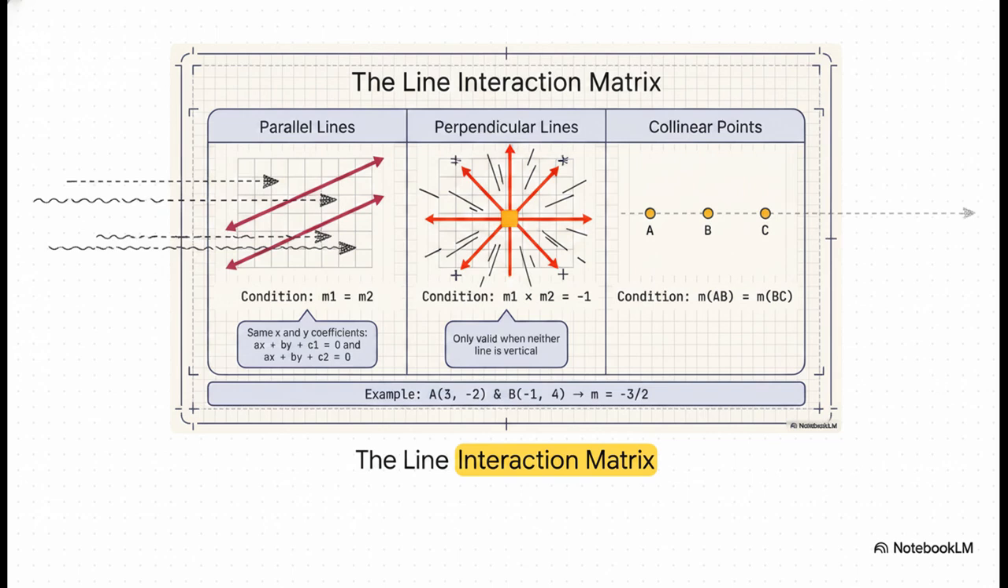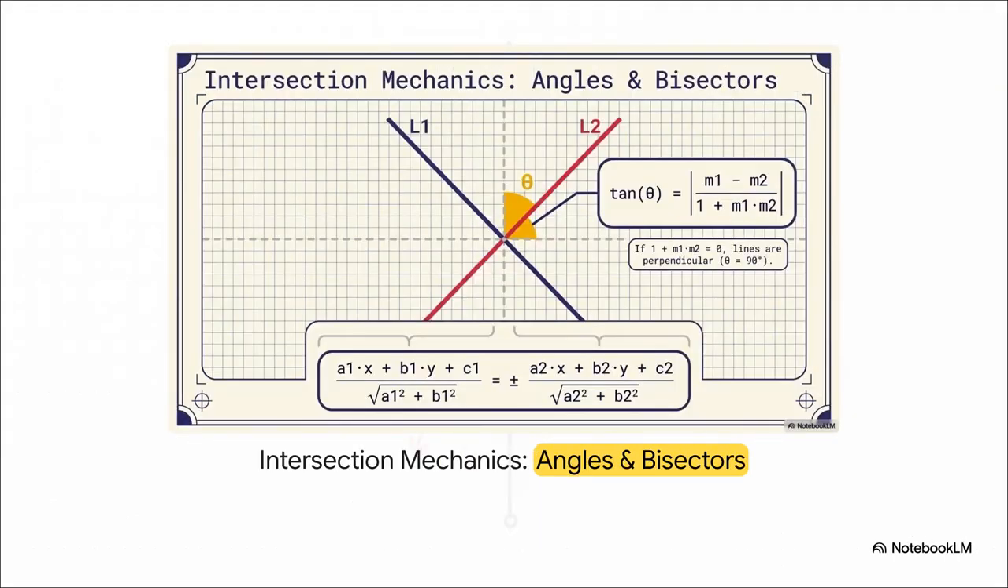Their collision is so absolute that if you multiply their slopes together, the result is always exactly -1. No exceptions. Let's move on and see how this builds into intersection mechanics. When lines aren't parallel, they collide, and that collision creates an angle.